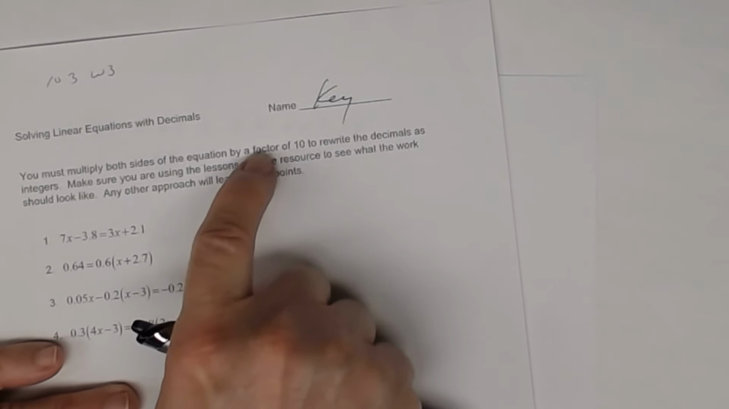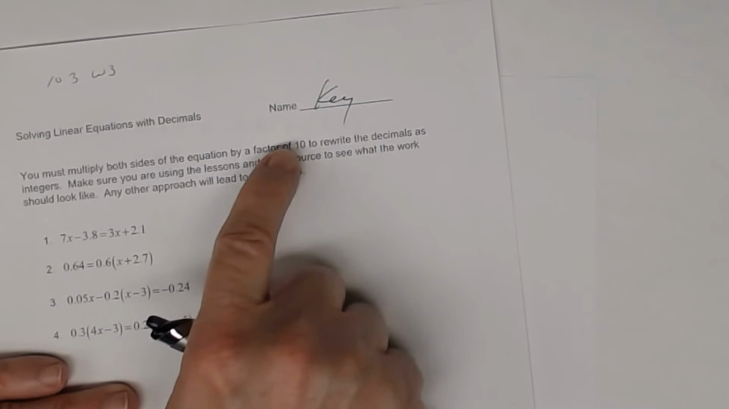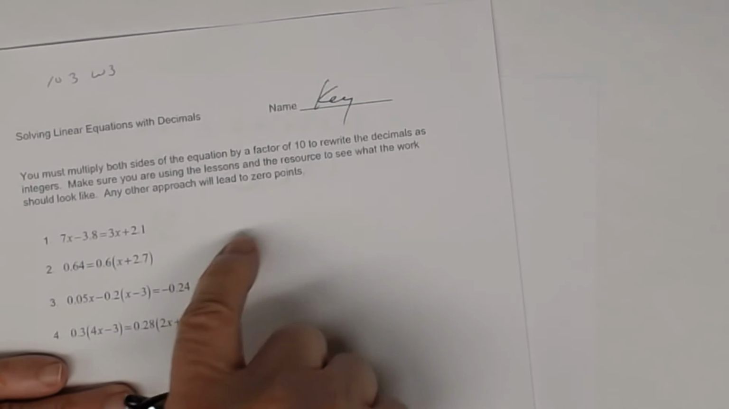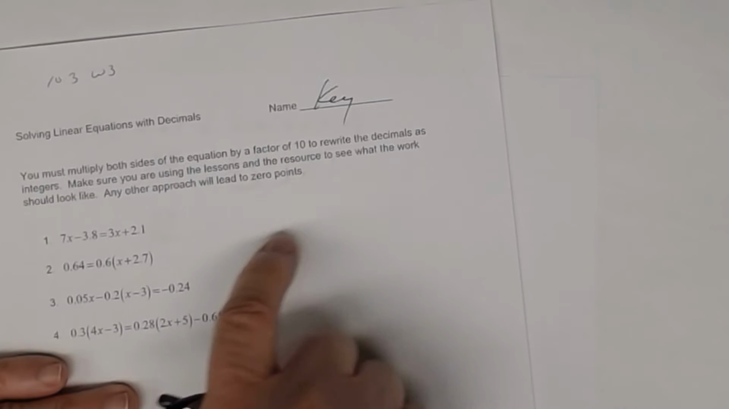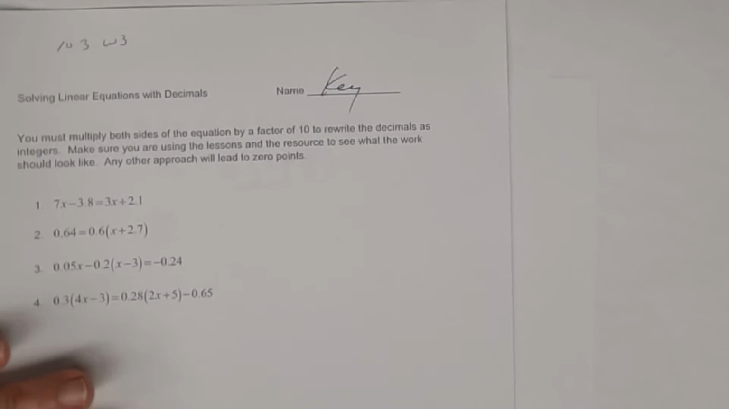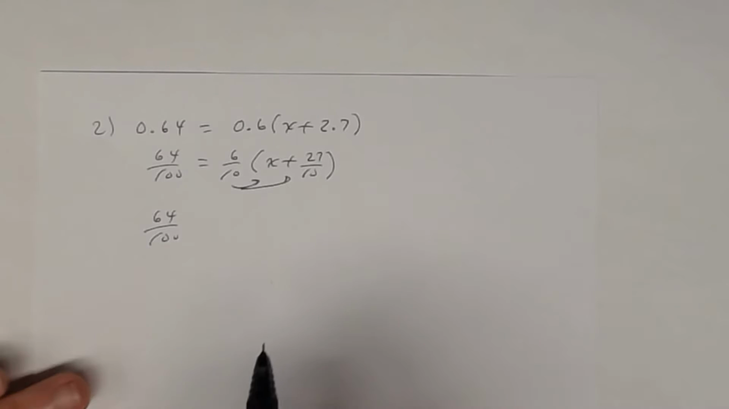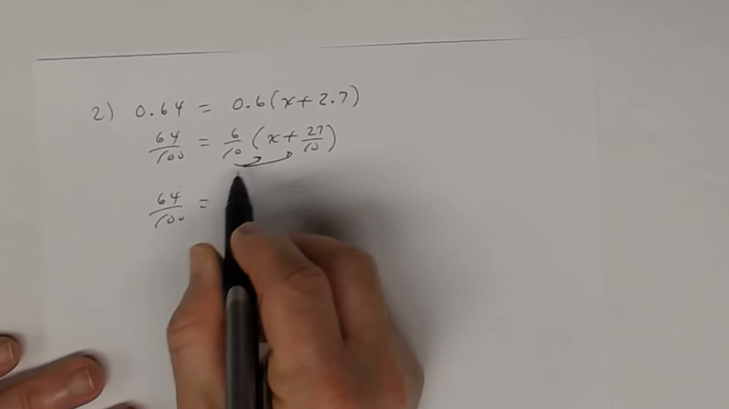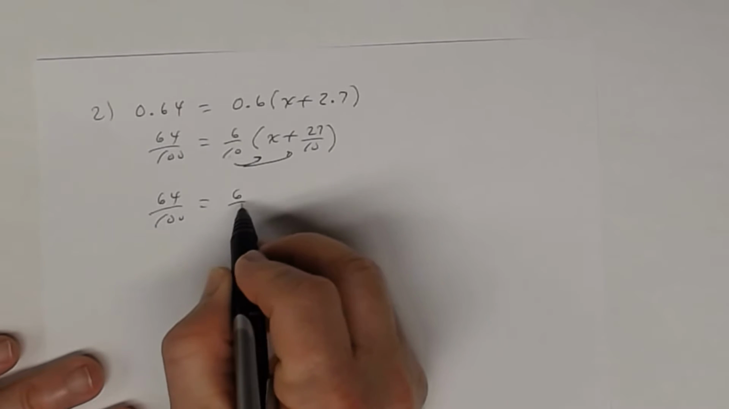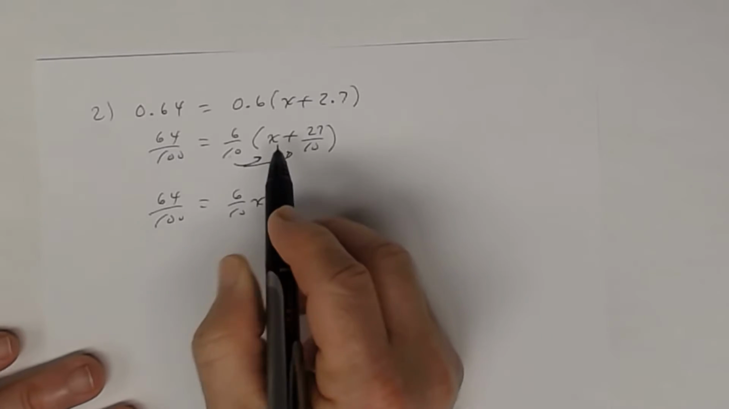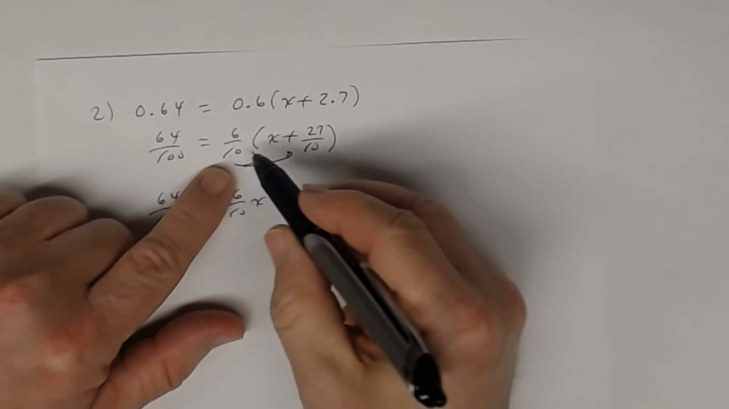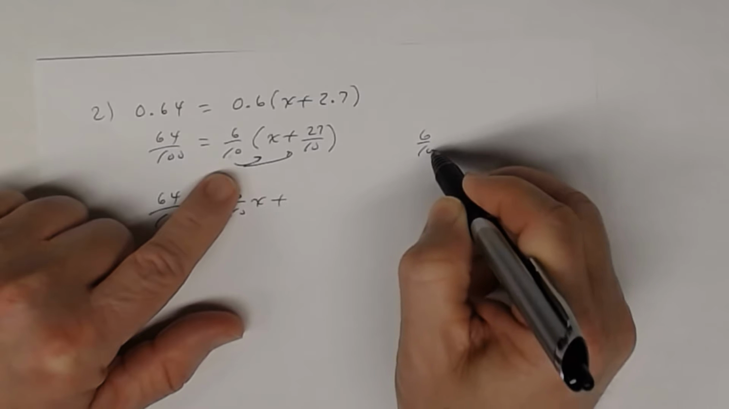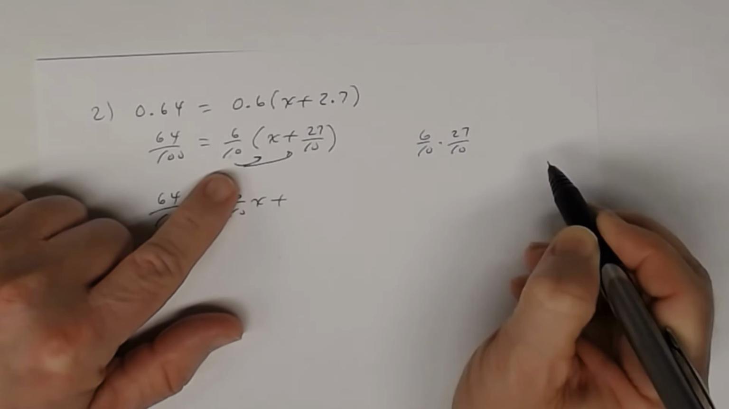multiply both sides by a factor of 10. So either you're going to multiply both sides by 10, 100, 1,000, 10,000, and so on. So don't reduce. Equal 6/10 times x is 6/10 x plus. Now be careful here. Notice this right here is 6/10 times 27/10, right?